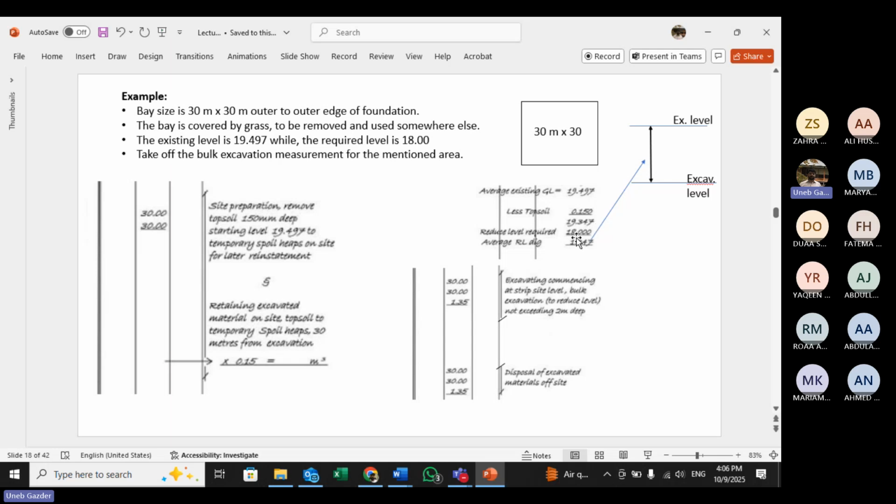The required reduced level, which they want to keep as a reference, is 18. So after the topsoil removal, it was 19.347. And the reduced level which you need before you start any construction work is 18. So now you have to do bulk excavation. After topsoil removal, you will do bulk excavation. Bulk excavation should reduce the ground level from 19.347 to 18.